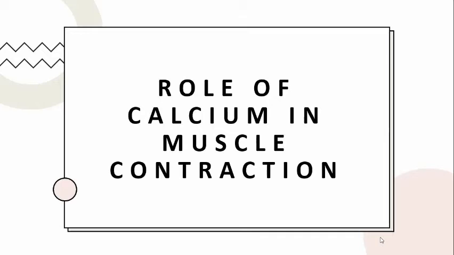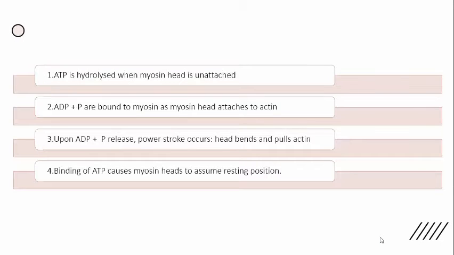Now, for the role of calcium in muscle contraction. First, ATP is hydrolyzed when the myosin head is unattached. Second, ADP plus P are bound to myosin as the myosin head attaches to actin. Upon ADP plus P release, the power stroke occurs. The head bends and pulls the actin. Last, binding of ATP causes the myosin heads to assume the resting position.